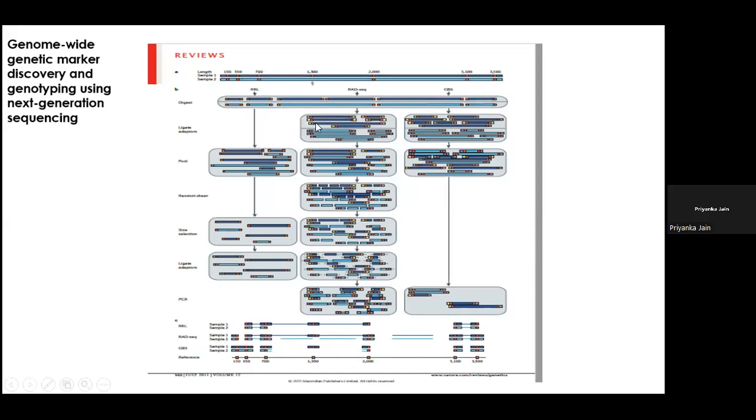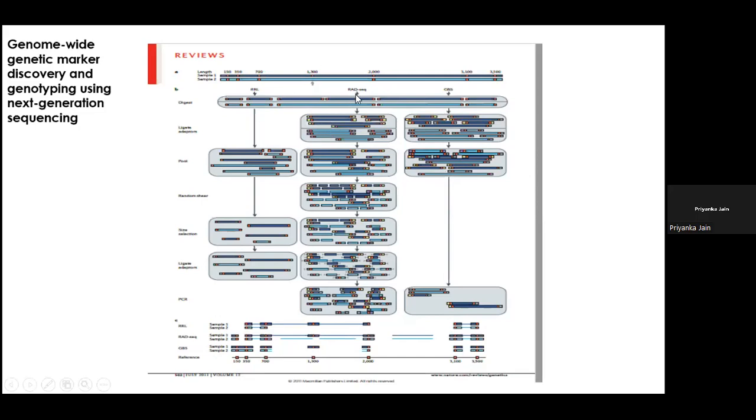So if you see what happens in the RADSEC method, once the adapters are ligated, as we saw in the case of GBS, P1 and P2 adapters were ligated, while in RADSEC there is a common adapter and one barcoded adapter. So after ligation of the adapter, there is a difference in the adapter digestion and ligation.